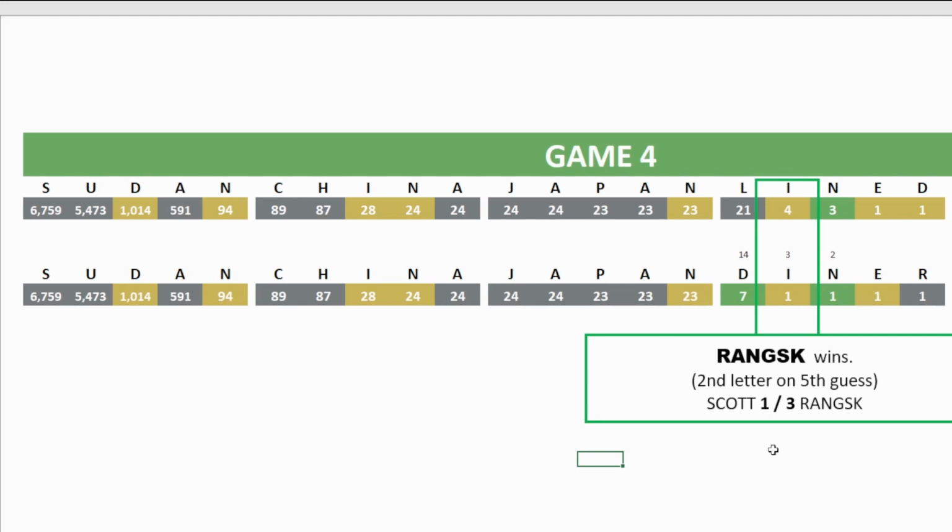I don't know if Scott or Rangs agree with this, but I would say let's make the final round worth 3 points, and that way, if Scott wins it, he wins it all. If Rangs wins it, then he takes home the trophy.